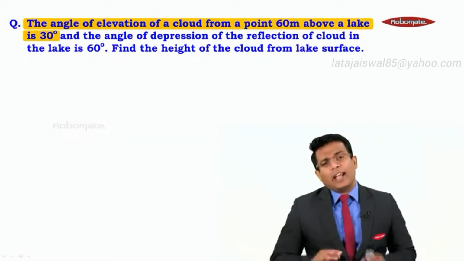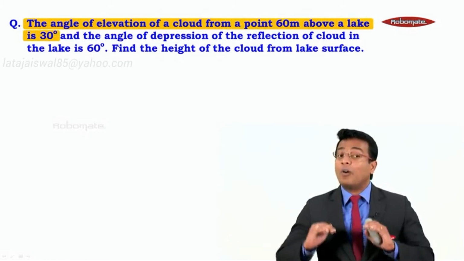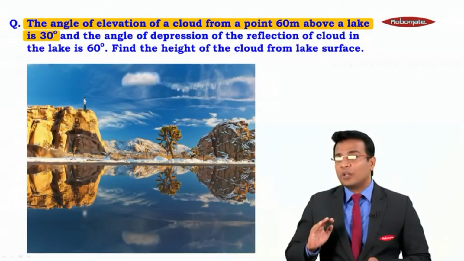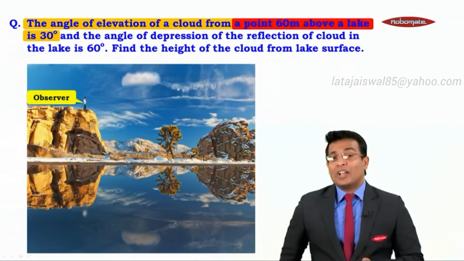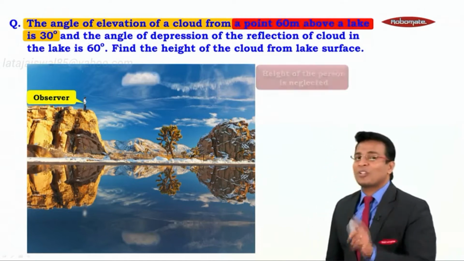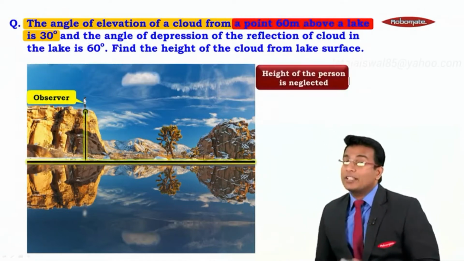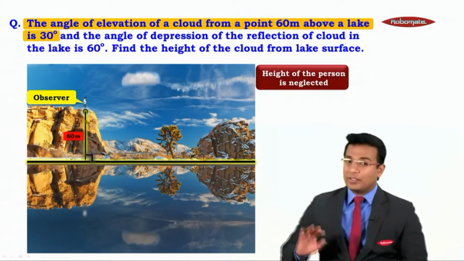Let's understand. The angle of elevation of a cloud from a point 60 meter above a lake. So there's a lake and there's an observer standing at a height of 60 meter above the lake. Remember, the height of the observer is neglected. So it is going to be a point, and this point is 60 meter above the lake. This is the first thing.